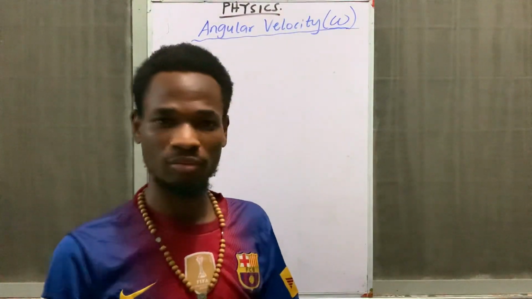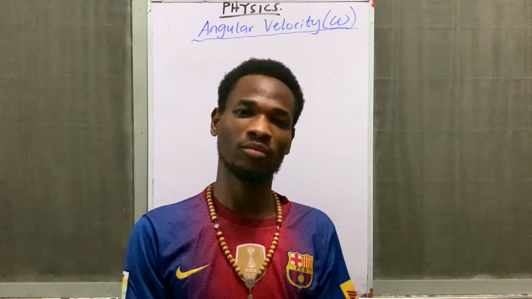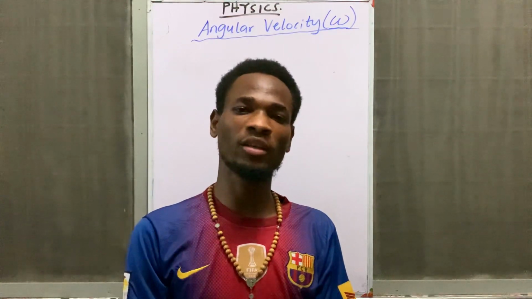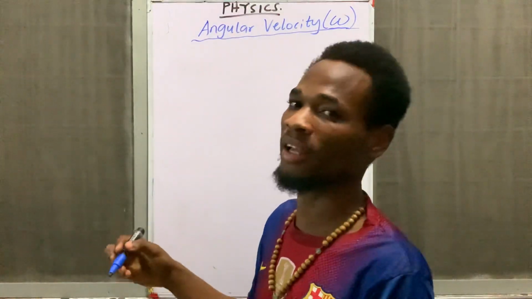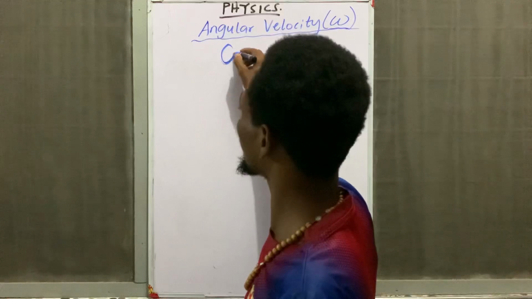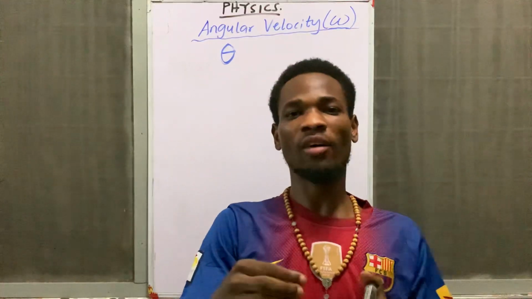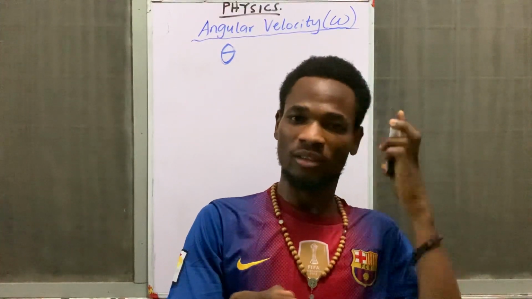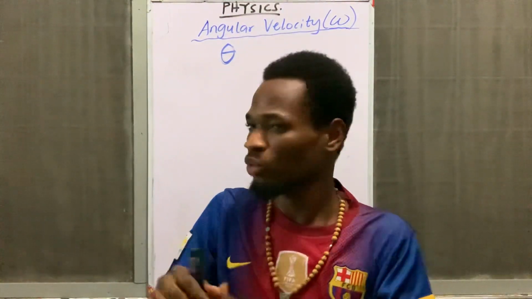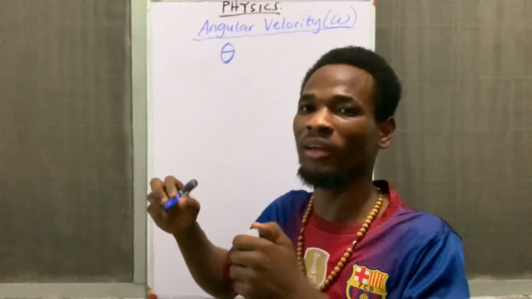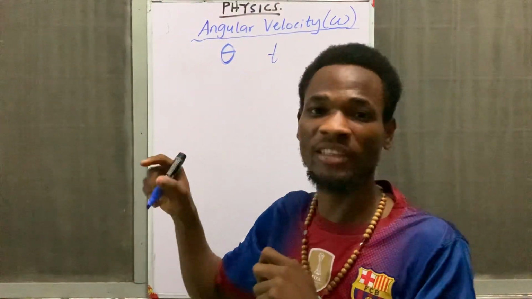Now, let's consider a body moving along a curved path. As the body moves along the curved path, there is an angle described. What is the angle? The angle theta. So let's say the angle described is theta within a time frame. Let me call the time t. So my t refers to the time, and my theta refers to what?